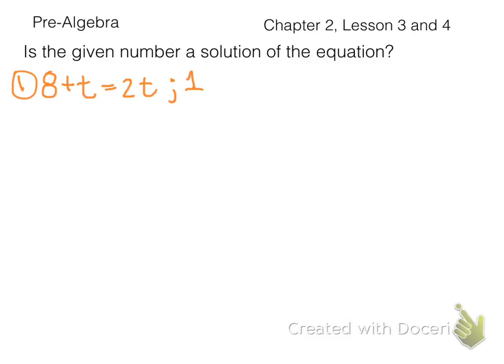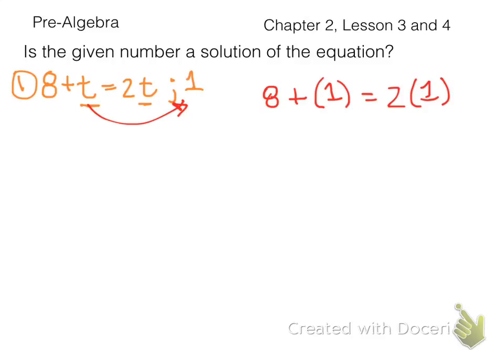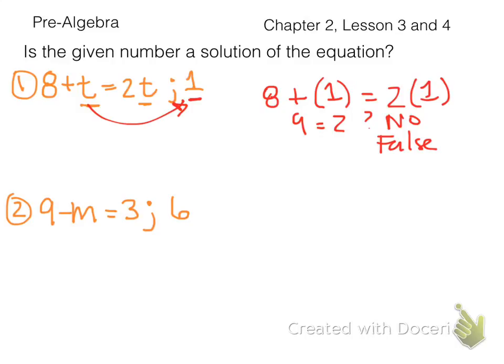So is the given number a solution for the equation? Basically, they want to know is if I plug 1 in for t, do I get a true statement? Well, let's go ahead and check this out. I've got 8 plus 1, because t is 1, equals 2 times 1, because again, t is 1. Well, does 9 equal 2? No. That means it's false. Okay, so that means that the given solution, or the given answer, 1 in this case, is not a solution for the equation.